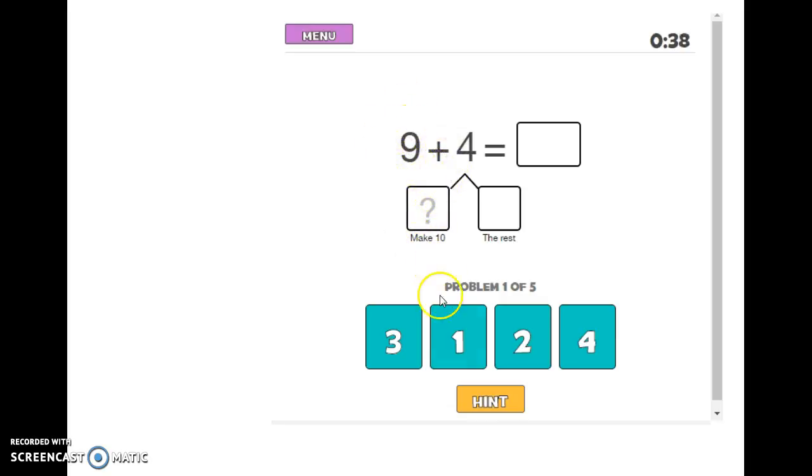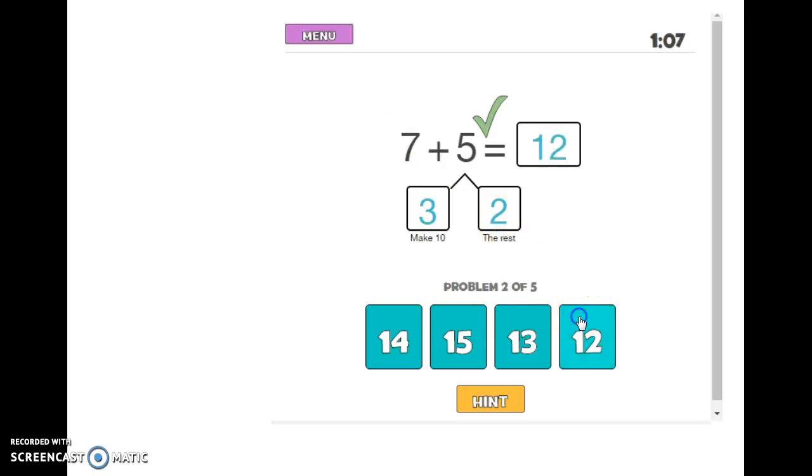So we have 9. So in the first box is going to be a 1. And then to get to 4, we need to have 3 more. So now we know that 9 plus 1 equals 10 to make our 10. If we add 3, then we have 13. Again, here you see we have a 7. To make 10, we need to add 3. To get to 5, we need 2. So now we know 7 and 3 is 10. If we add 2, that would be 12.